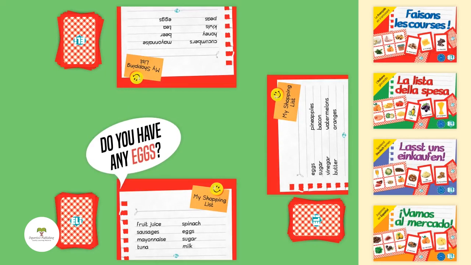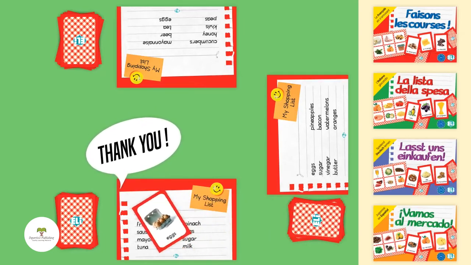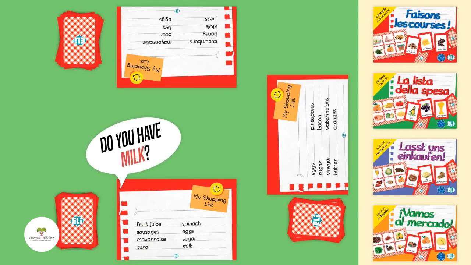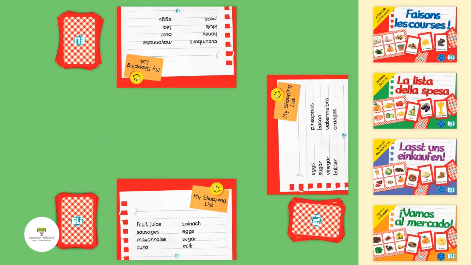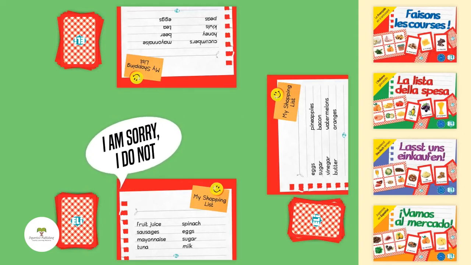If this is the case, the seller replies, "Yes, I have eggs," and hands over the card to the buyer, who thanks him. The buyer can now go on with another question, this time to a different seller. "Do you have milk?" If the seller has no milk, he or she must reply, "I'm sorry, I do not." The seller then takes the buyer's role and starts asking for items on his or her shopping list.